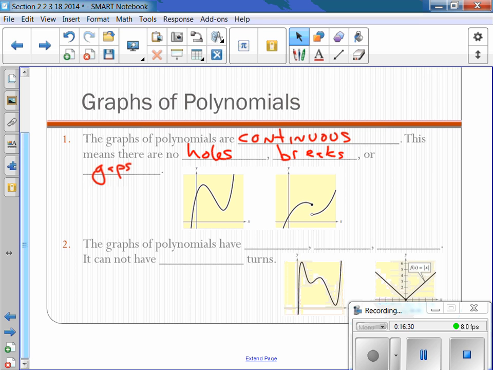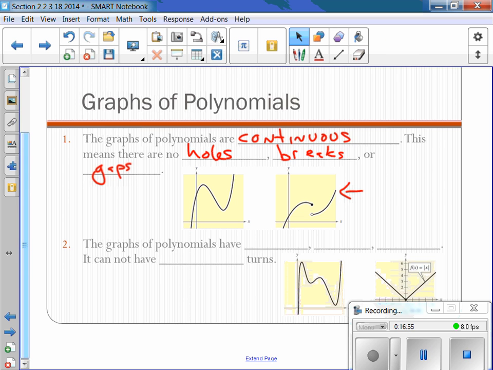Here we have a piecewise function. What is its domain? Yeah, all real numbers, right? It's defined at all points. At this point, it's defined here. But is it a continuous function? No. So, just because you have a function that's defined doesn't necessarily mean it is a polynomial.